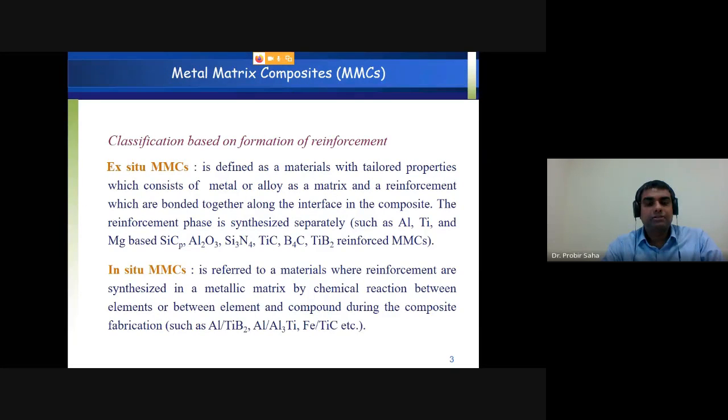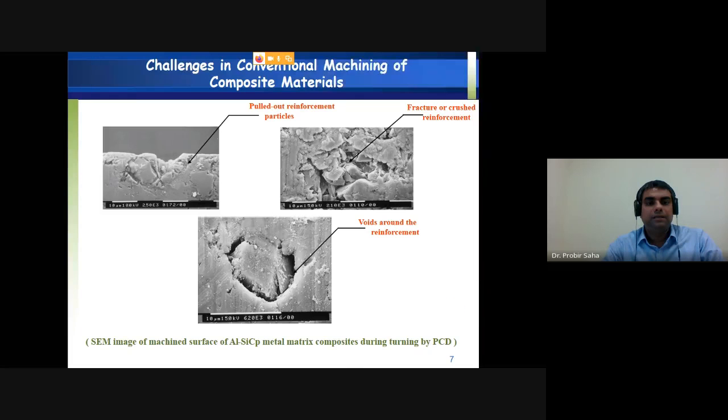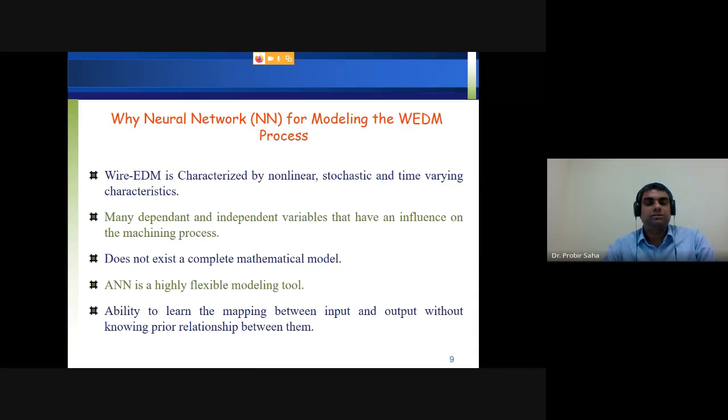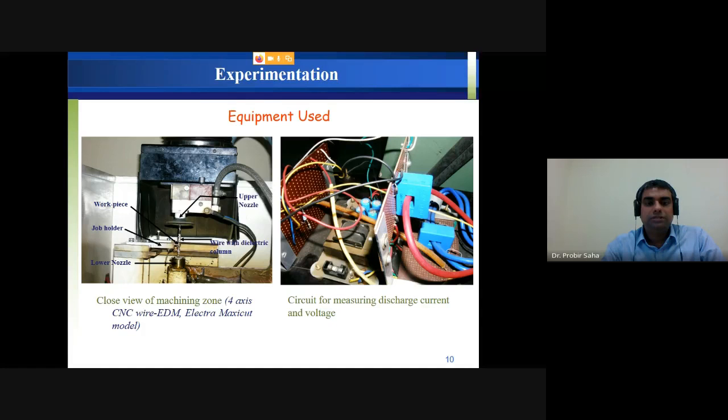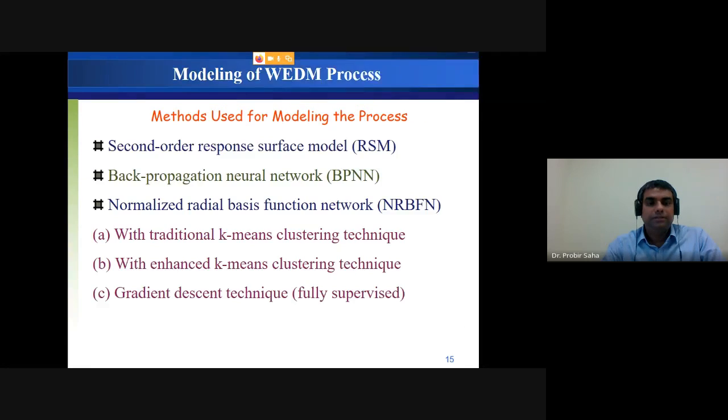Now what we did, we actually worked on metal matrix composites. I did the modeling first. For modeling, we've done RSM, response surface modeling, then BPNN, back propagation neural network, then normalized radial basis function network, with traditional k-means technique, enhanced k-means technique, and gradient descent technique. So all these neural network coding has been done and then applied to this process.